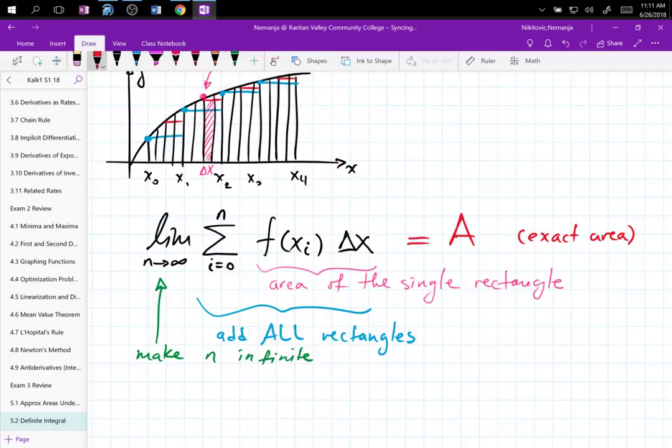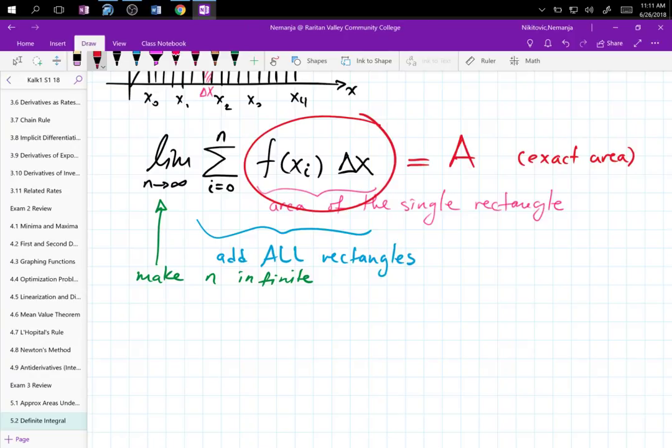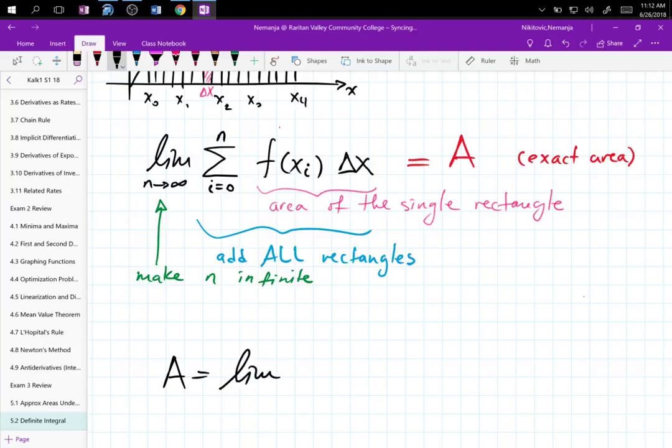So this is how you build the formula. You start from the single rectangle, and then you add all of them, and then you send the number to infinity. It's a three-stage thing. I'm going to write that the area is equal to limit as n goes to infinity, summation i goes from 0 to n of f of xi delta x.